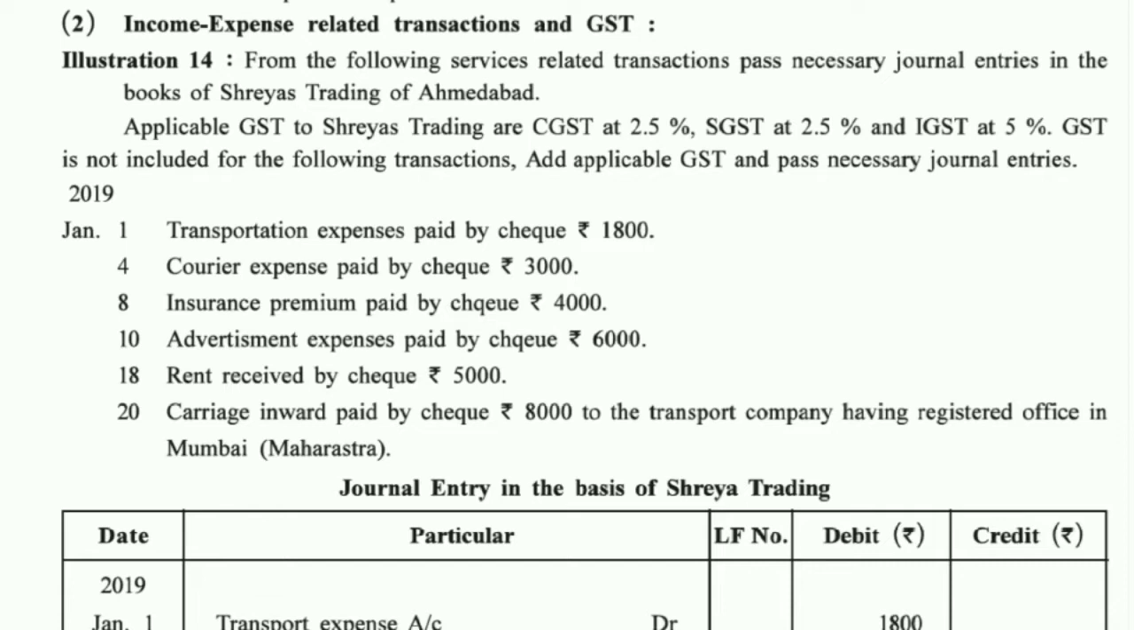Illustration number 14. From the following services related transactions, pass necessary journal entries in the books of Shreyas Trading of Ahmedabad. Applicable GST to Shreyas Trading are CGST at 2.5%, SGST at 2.5%, IGST at 5%. GST is not included for the following transactions. Add applicable GST and pass necessary journal entries. 2019 Jan date 1. Transportation expense paid by cheque rupees 1800. So transportation expense account debit 1800.